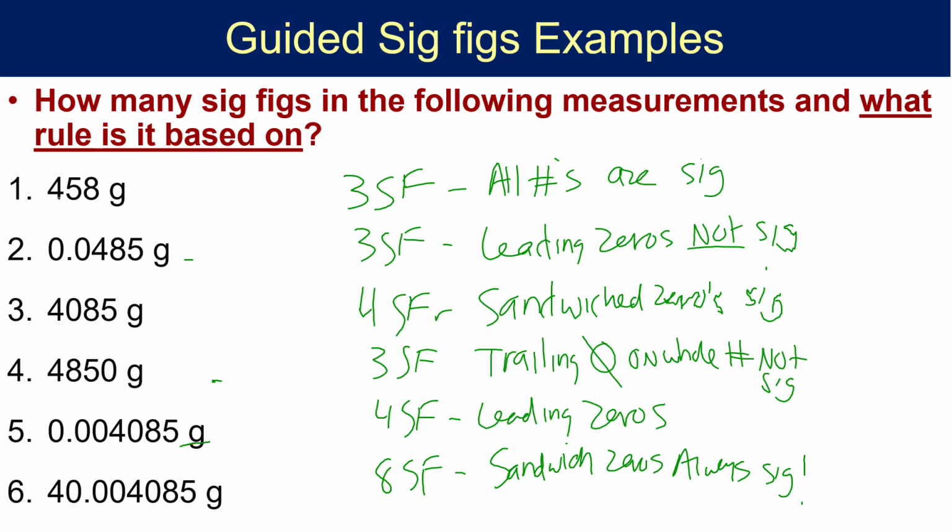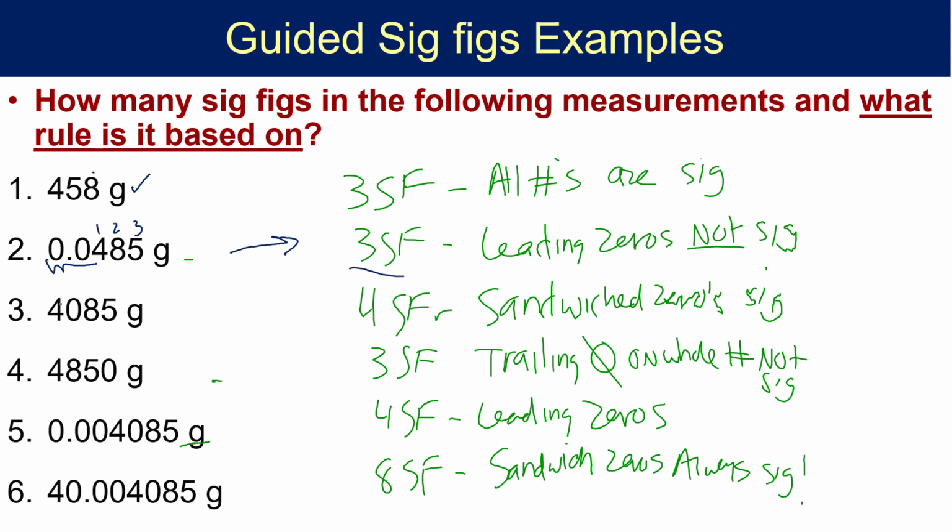In this first example, 3 digits, 4, 5, 8. We have a total of 3 significant figures here, all of them non-zero numbers. All of them are significant. Your first, your second, and your third sig fig. In the second example, we have leading zeros. Well, we know leading zeros are not significant. So the first significant figure is the first non-zero number that shows up after your leading zero. Your first, your second, your third, for a total of 3 significant figures.